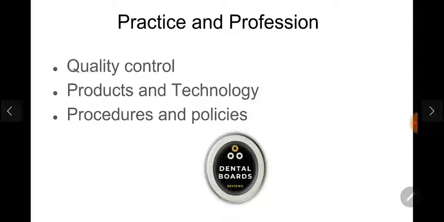What are the infection control procedures that you have in your clinic? How do you handle biohazards? And then also the insurances, your professionalism in terms of what laws you're supposed to follow as a dentist. Procedures and policies. So this is what it focuses on.